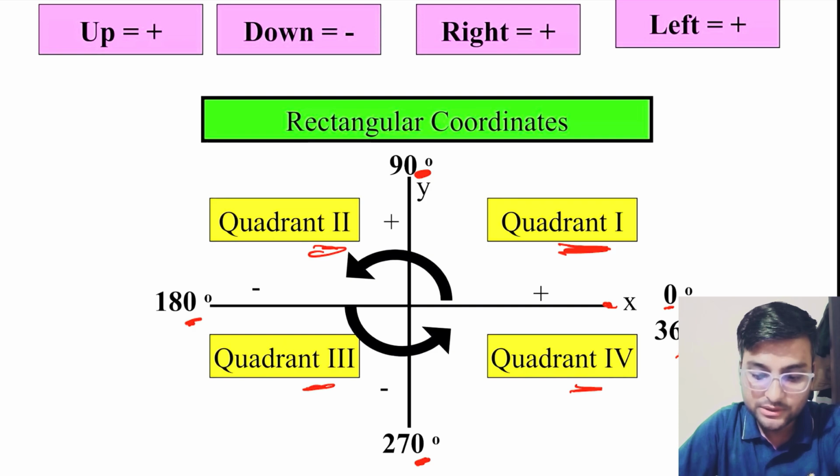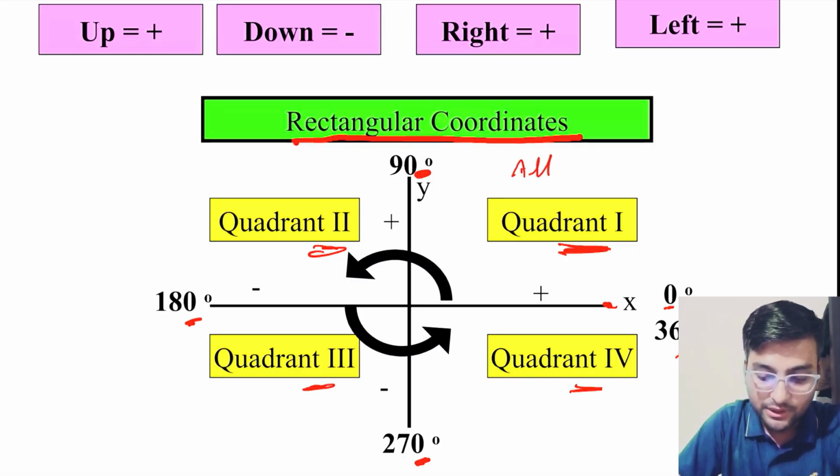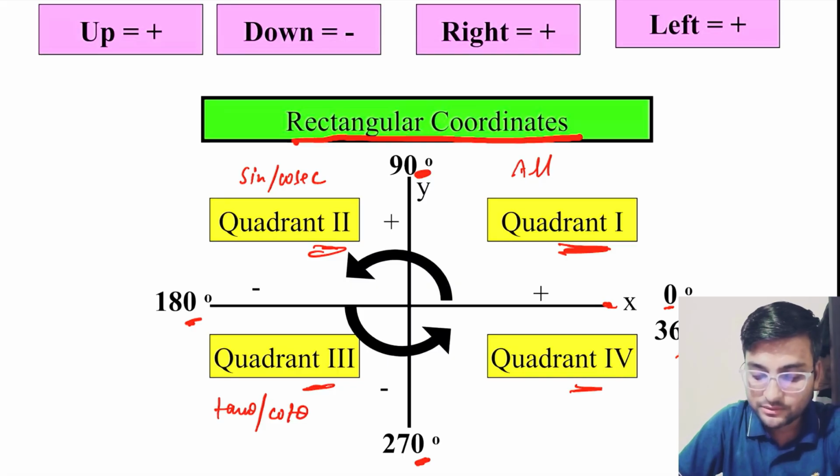These are very important. These are the rectangular coordinates of the signs. In this part all are positive. Here sine theta and cosec theta are positive. Here tan theta and cot theta are positive, and here sec theta and cos theta are positive.